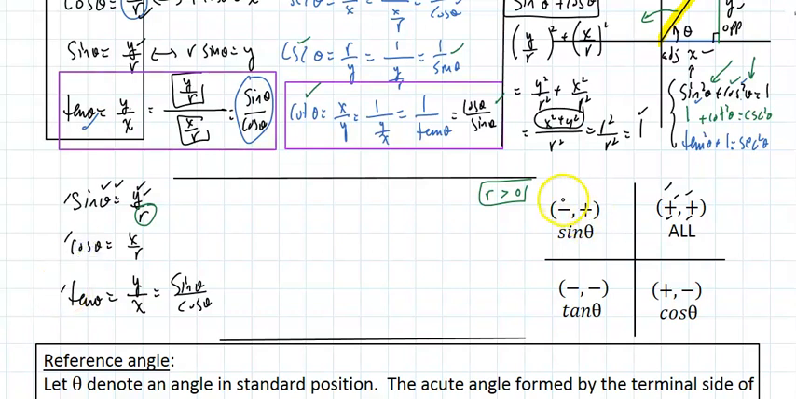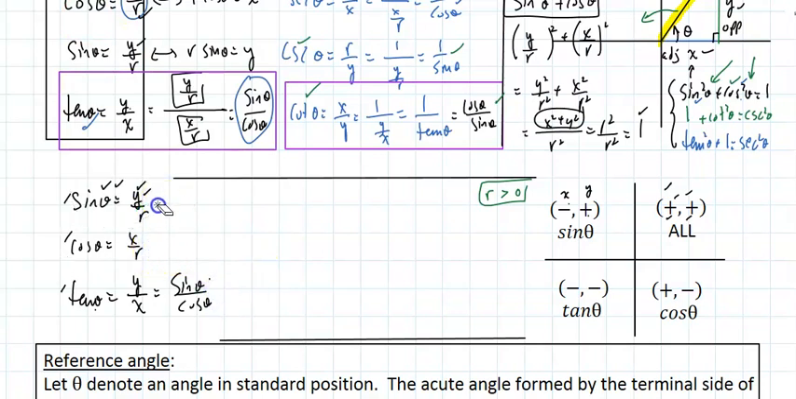In quadrant 2, I know x is negative and y is positive. X is the cosine, so this is negative. And sine is positive. And if I take tangent, which is the ratio, positive divided by a negative is a negative.